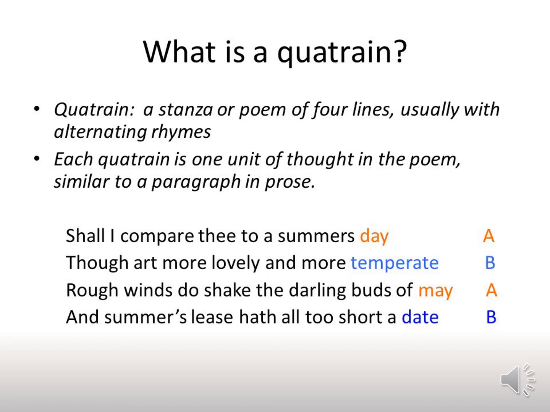This is an example of a quatrain. It consists of 4 lines and the rhyme scheme is A, B, A, B.